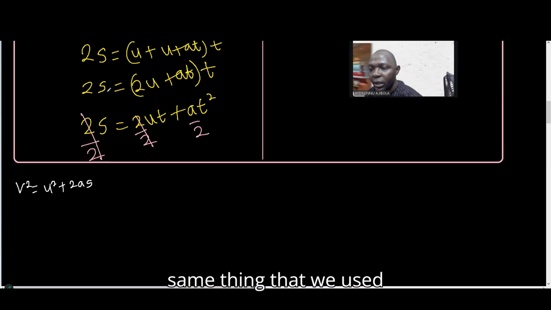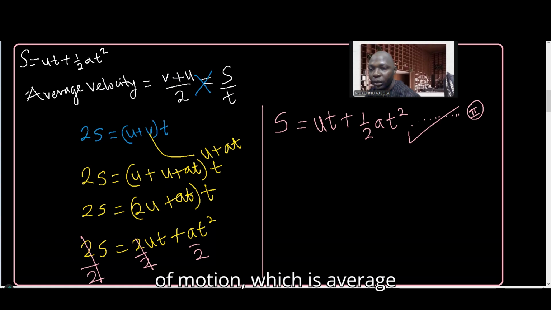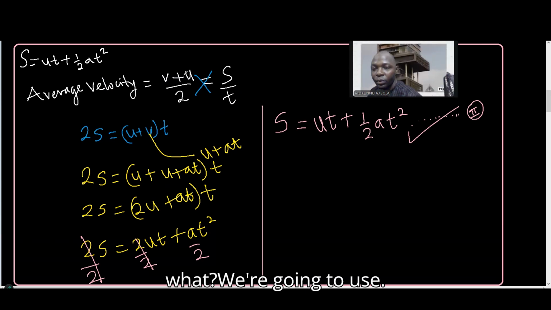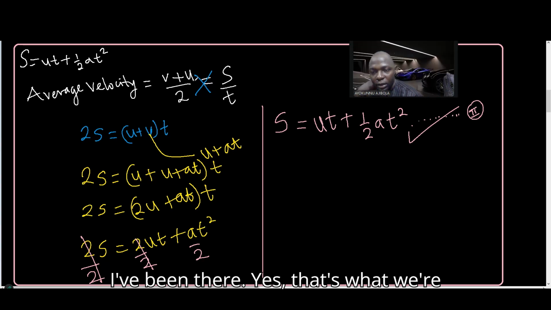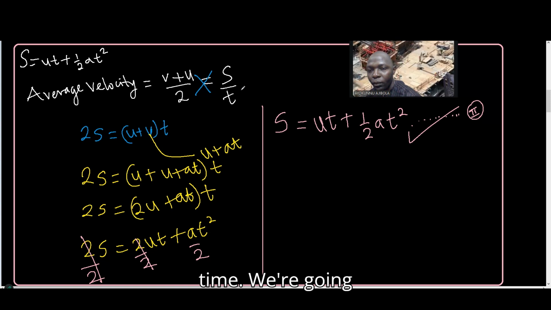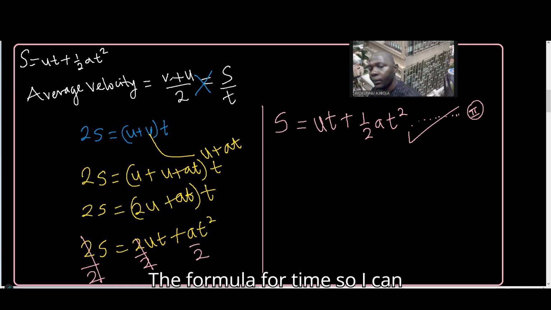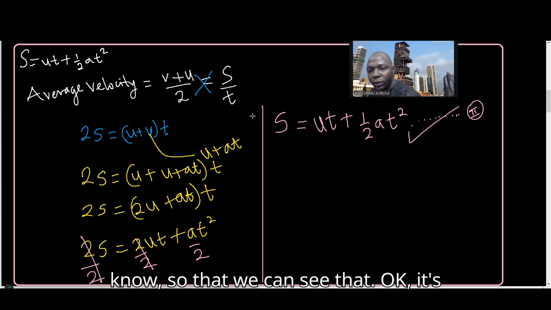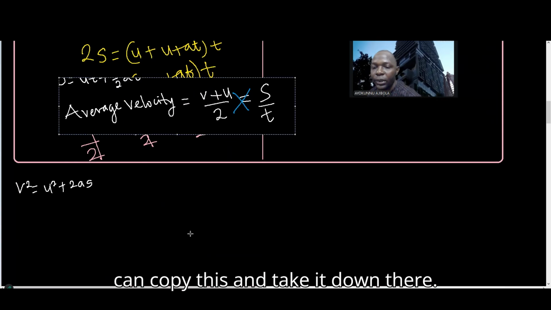The same thing that we used when proving the second equation of motion, which is average velocity, is what we're going to use. But this time, we're going to need the formula for time. So I can just copy this, so that we can see that it's the same thing we're trying to use. I can copy this and take it down there.